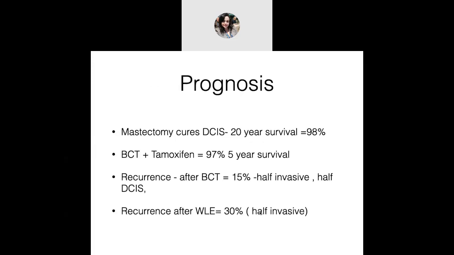So I'll stop here and take questions. Because we have a very eminent and experienced breast surgeon, Dr. Gaurav Agarwal, I would value his comments on the management of DCIS.